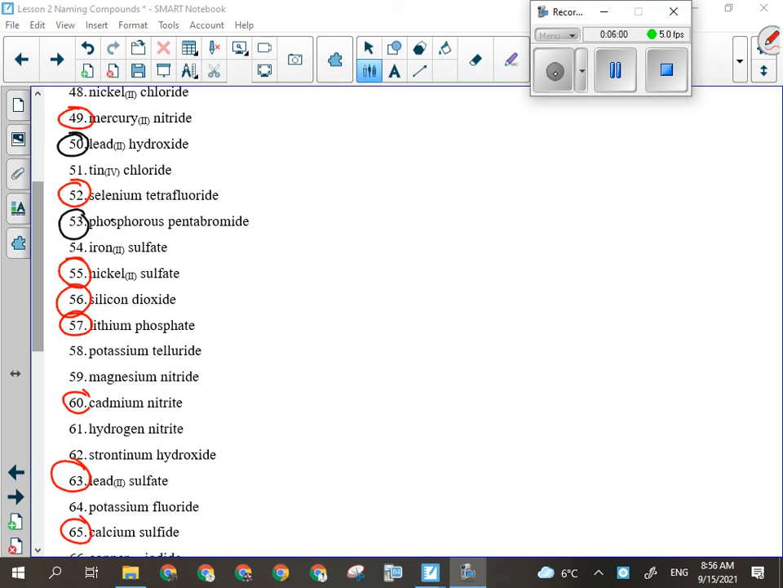Okay, let's have a look at these ones. So our first one, we've got mercury 2 nitride. Ionic or molecular?